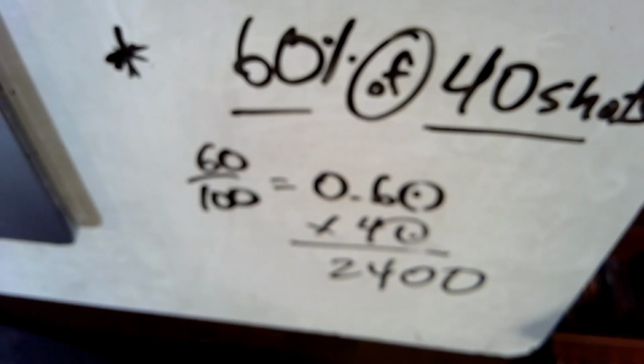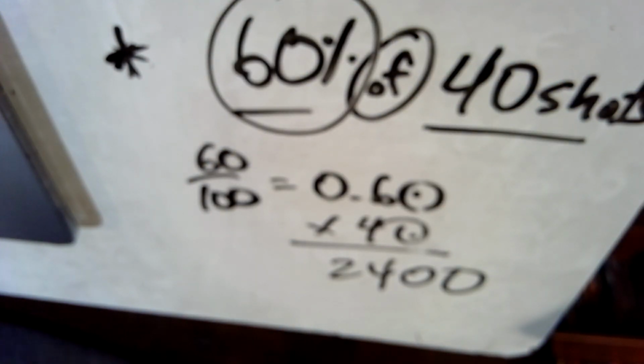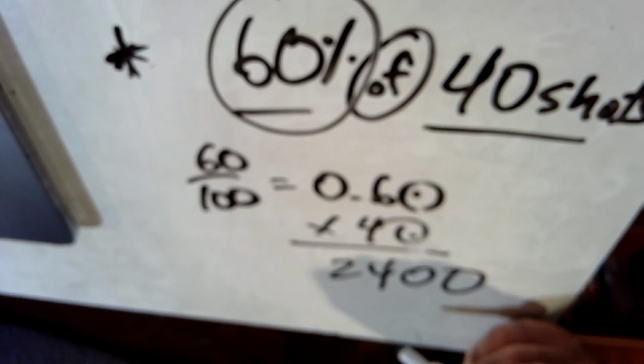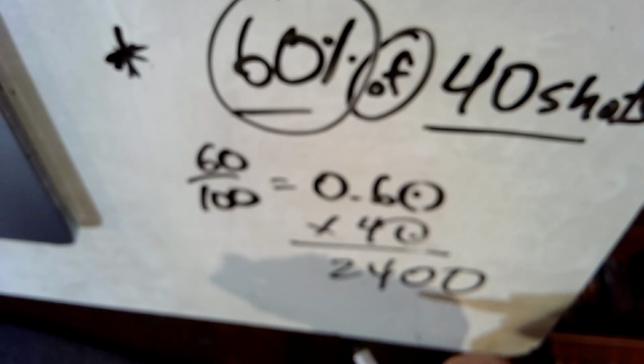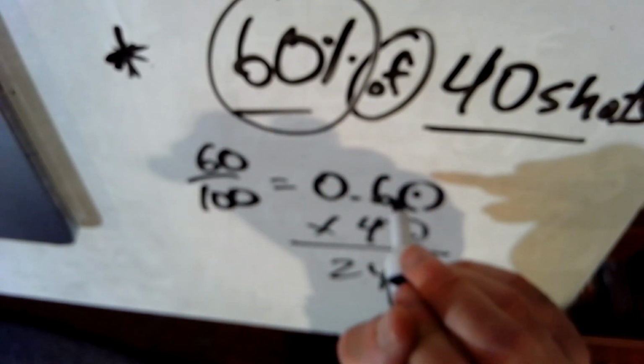2,400. If somebody took 40 shots and they made 60%, would they have made 2,400 of their shots? No, that doesn't make any sense. We said 60% was a little more than half. What's a little bit more than half of 40? Would it be 2,400? No. Would it be 240? No. Could it be 24? 24 is a little more than half of 40. Would it be 2 and 400 thousandths? 2 is way less than half of 40. That doesn't make sense.